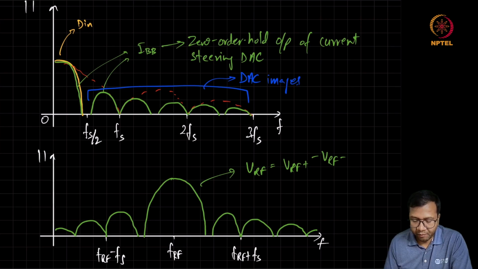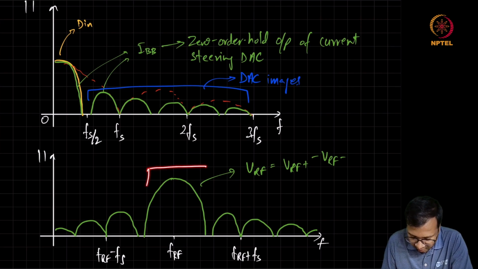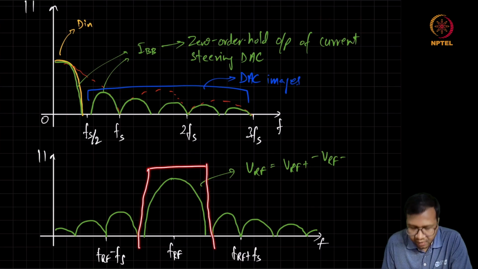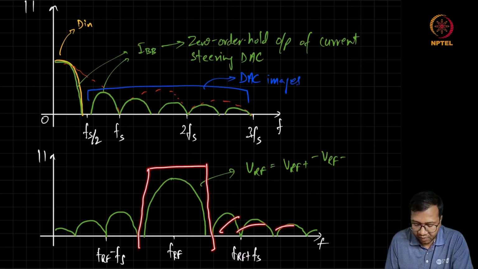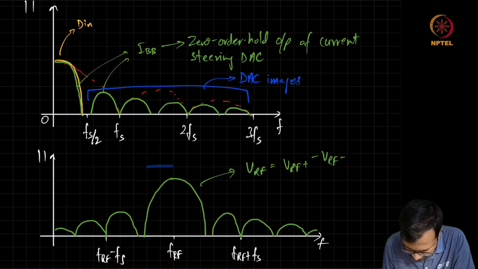So we need to suppress these images so as to pass the spectral mask and transmit the upconverted signal. So the simplest solution we can think of is putting a band pass filter in the RF domain itself so as to reject these images. But we can see that the design of such a band pass filter in the RF domain can be really challenging if these sampling frequencies are very small compared to the center frequency.